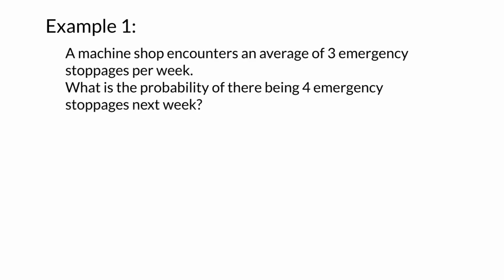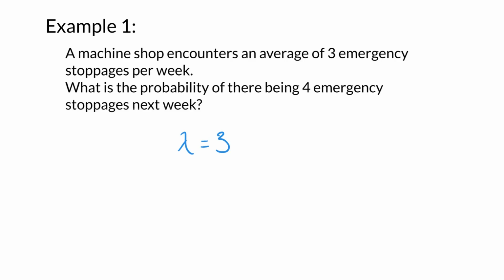Here's our first example. A machine shop encounters an average of 3 emergency stoppages per week. What is the probability of there being 4 emergency stoppages next week? So here what we can say is that our time period is a week. We're looking at how many of these events, these emergency stoppages, occur each week. And we're told that the average number of events each week is 3. So that's our lambda value. Lambda is equal to 3 for this example.